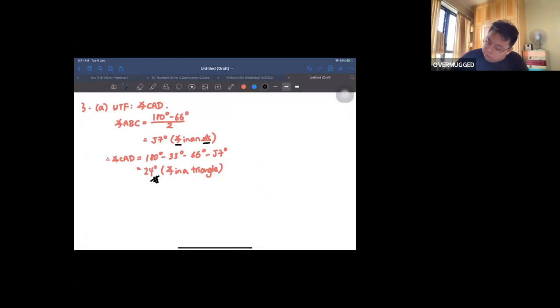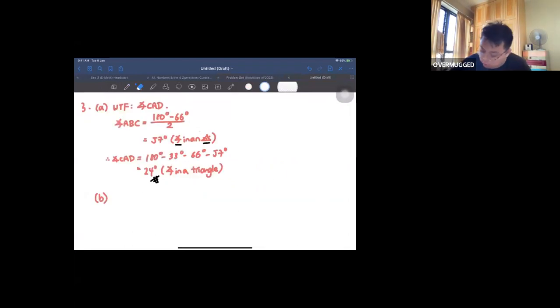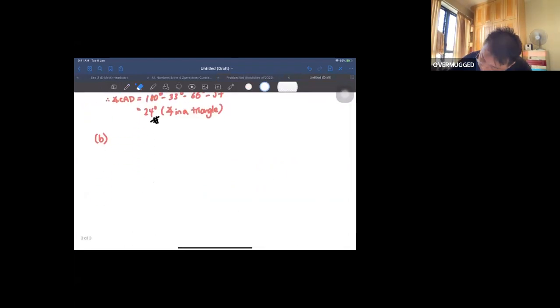Next will be part B. So let's take a look at that. Part B asks you to find AC, which is this line right here. So how do you find it? Let's look around and see what you can do. Let's look at this isosceles triangle. I'm going to draw this isosceles triangle on my rough paper here.